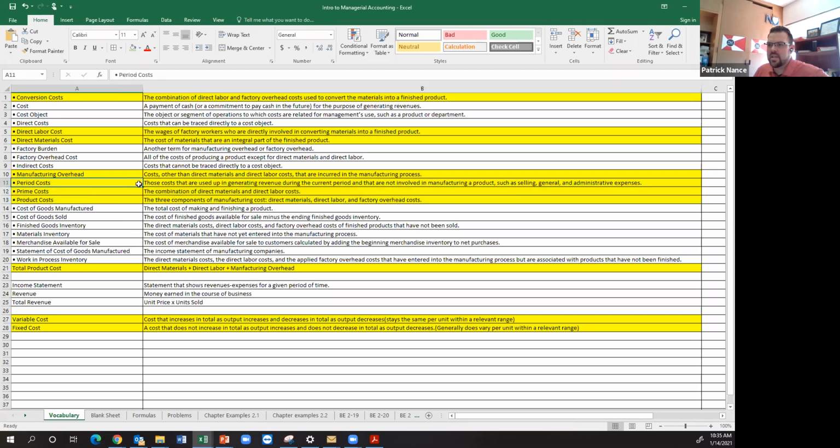My period costs are costs that are used up and generated revenue during the current period and that are not involved in manufacturing a product. This is like my selling, general, administrative. This is where that other element I talked about, that administrative building on that furniture facility, that's where those costs would go into period costs, not into my product cost or my prime cost, but my period cost.